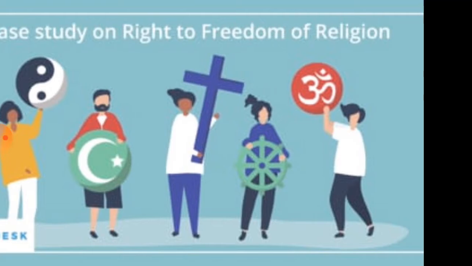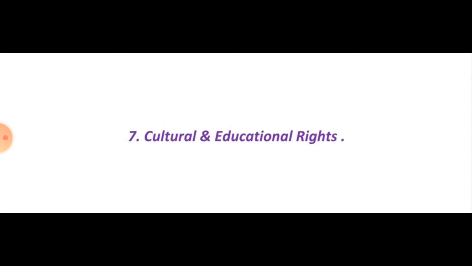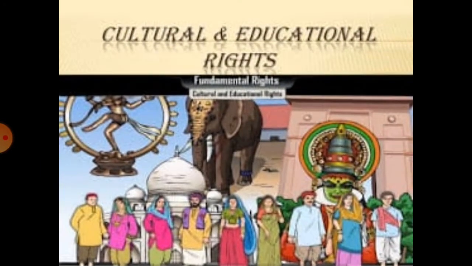Next, the cultural and educational rights. Article 29, protection of language, script and culture of minorities. Article 30, right of minorities to establish and administer educational institutions.